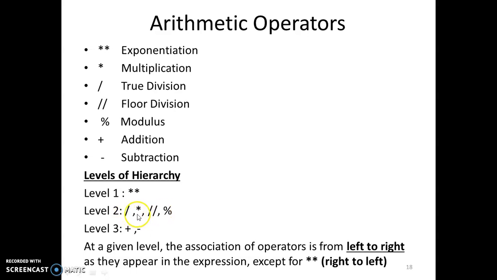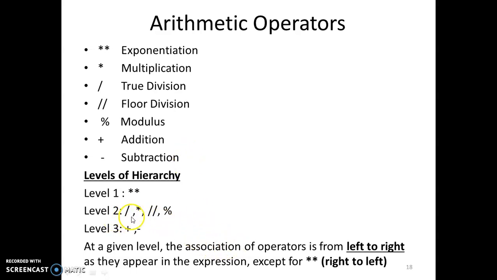So at a particular level, if all of them appear in an expression, then we parse the expression from left to right, and whichever operator comes first is solved first. Now this rule is not there for exponentiation. If we have multiple exponentiations, then they are performed from right to left. That is the only variation in terms of association. All the other arithmetic operators have an association of left to right.